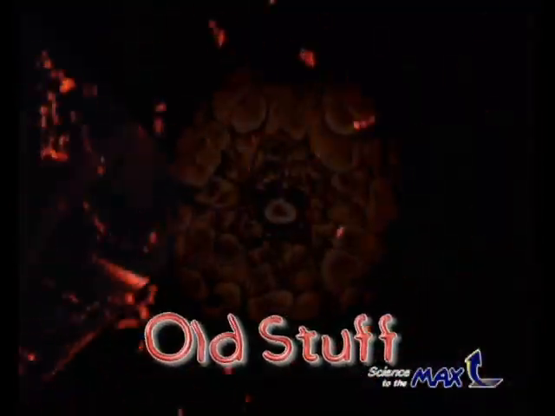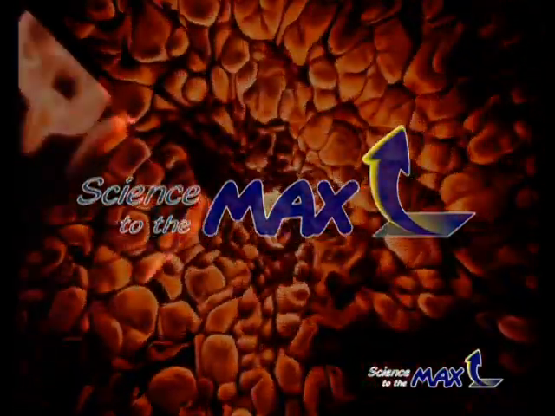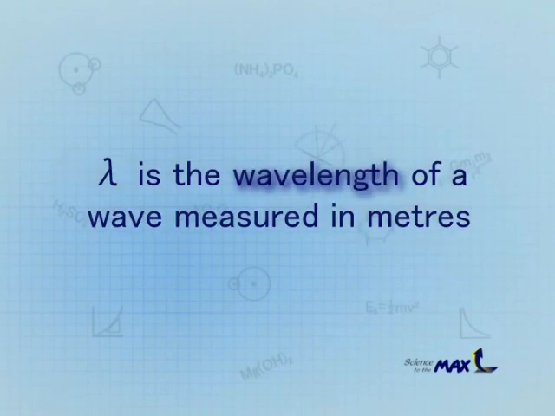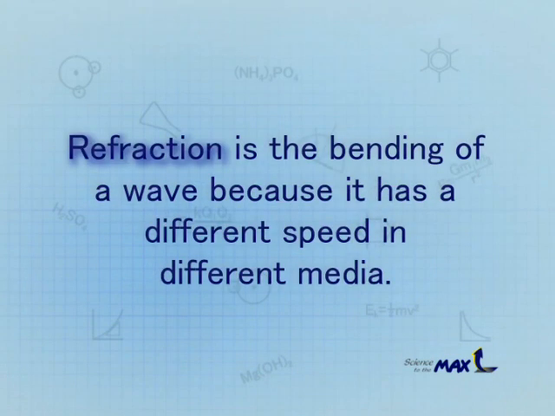Now, before we start on color, let's do some revision. f is the symbol for the frequency of a wave, measured in hertz or per second. Lambda is the symbol for the wavelength of a wave, measured in meters. Let's also remember refraction. Refraction is the bending of a wave because it has a different speed in different media.